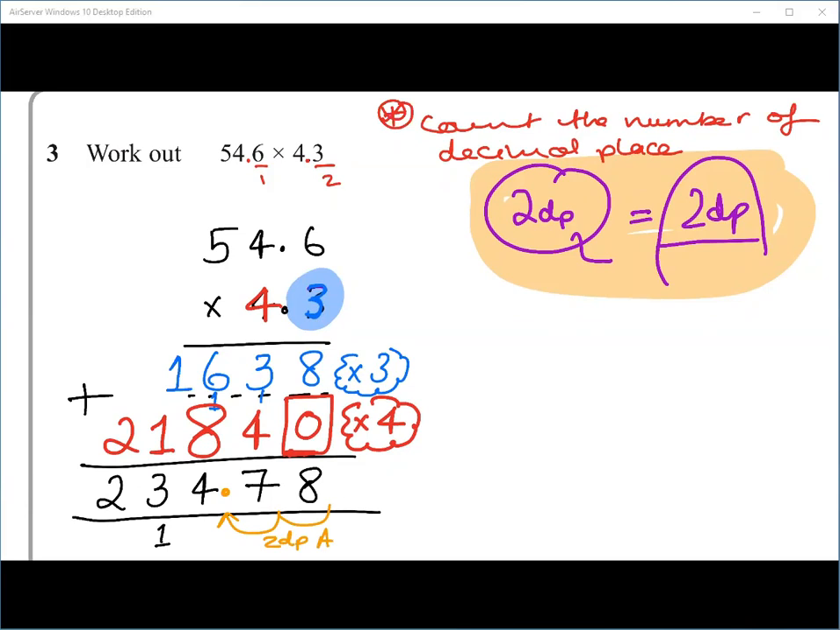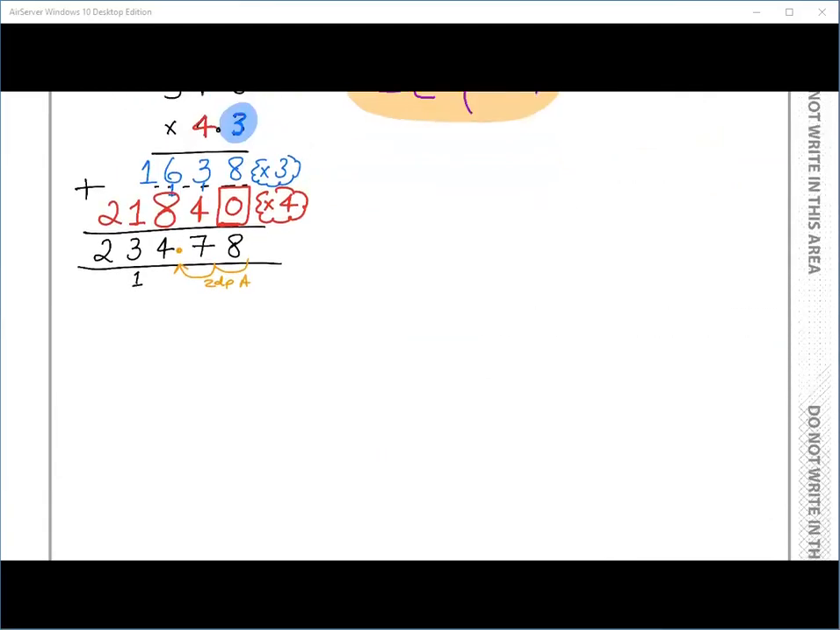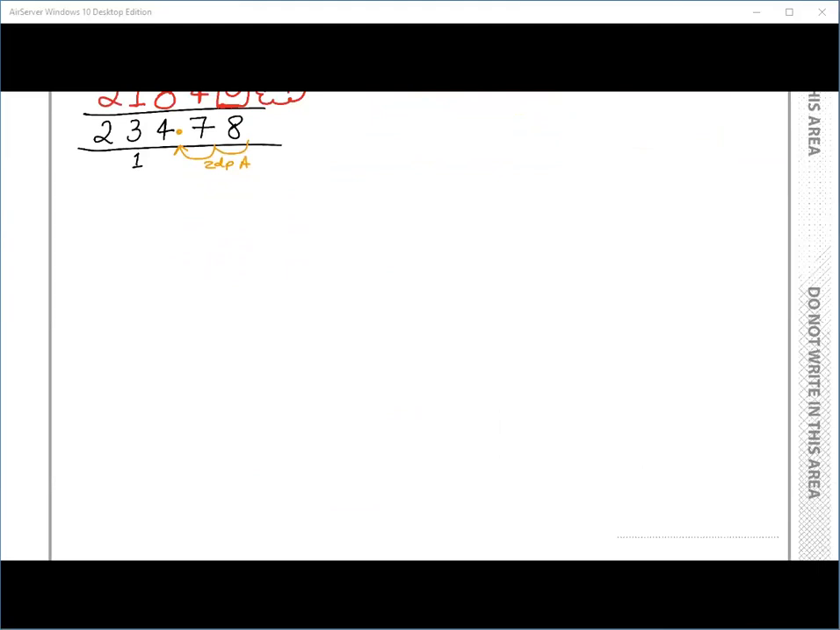Out of all the papers I've marked in the past, you'll be surprised how many times I found this question done wrong, and the students were trying to line up the decimal points. They were doing all kinds of other crazy things with the decimals, and they haven't understood this beautiful basic rule of counting decimal places in and then counting them back out again for the answer. You don't need to do any jiggery pokery. Job done. Question done, and you got yourself a nice, lovely 3 marks. So the answer is 234.78. Just put that down.